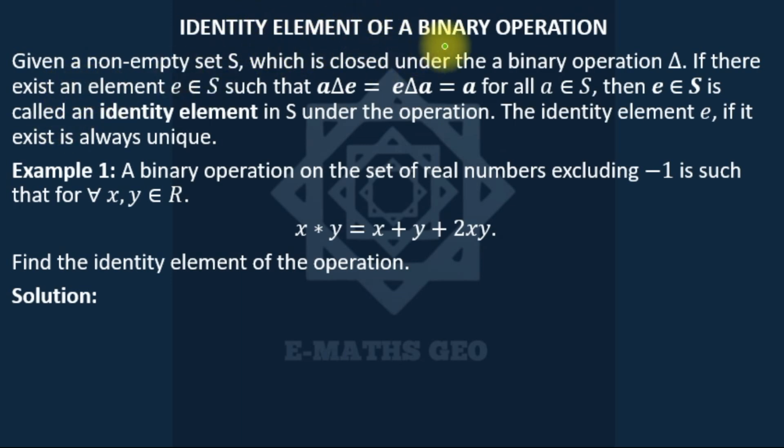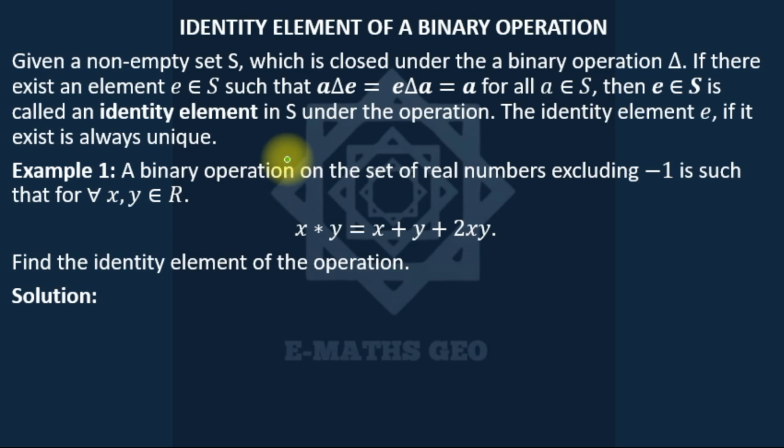So let's look at identity element. Identity element of a binary operation. Given a non-empty set X which is closed under the binary operation triangle, if there exists an element E which is an element of the set such that A triangle E equals E triangle A equals A for all A element of set X, then E is called an identity element under the operation. And the identity element is always unique if it exists.